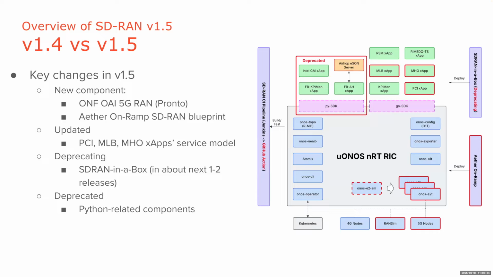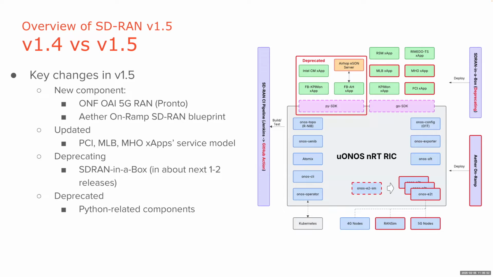And the updated things, like I mentioned previously: the PCI, MLB, and MHO X applications worked with the ONF RC pre-service model or MHO service model, but now they are updated to use the ORAN RC service model. So it's working fine. I will demonstrate it a little bit today.